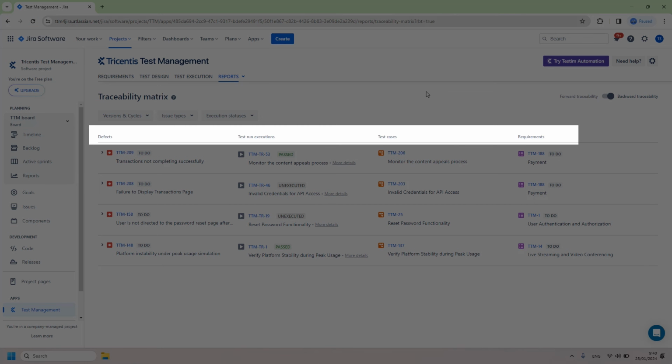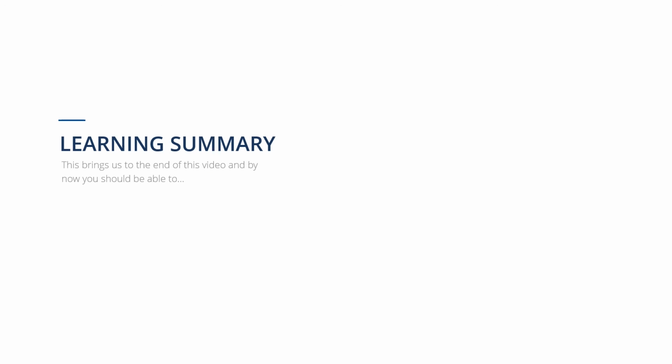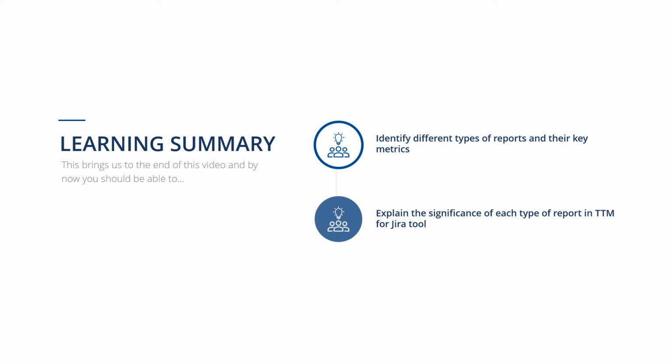This brings us to the end of this video, and by now you should be able to identify different types of reports and their key metrics, and explain the significance of each type of report in TTM for Jira.